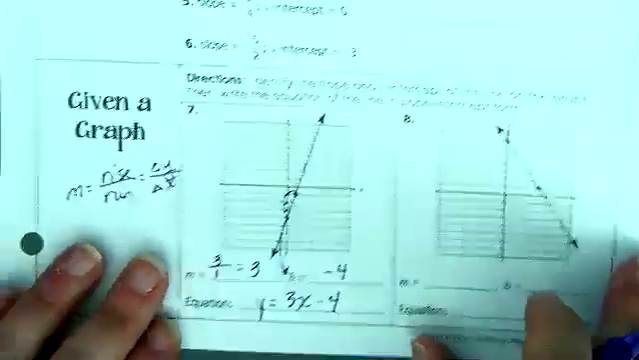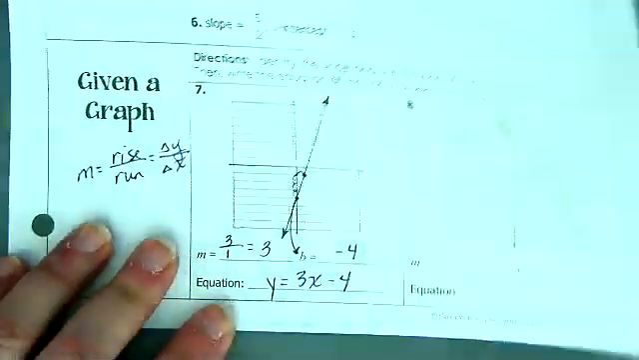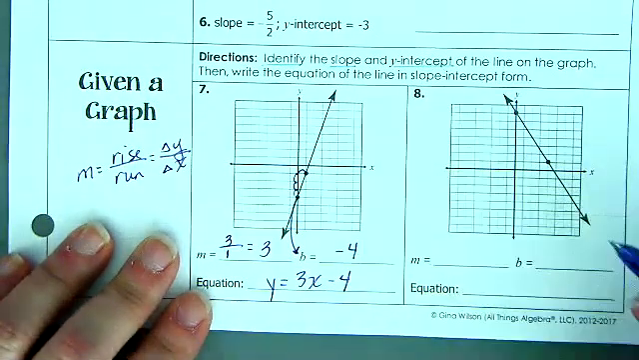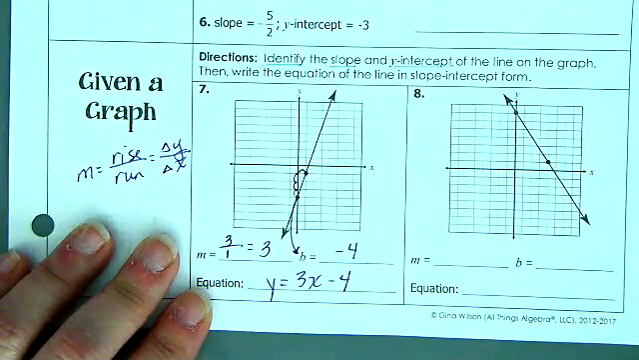Oh, couldn't see that very well. I apologize. Okay. Next, number 8. First things first is my slope. I can tell right off, if I look at it, this is going downhill, so I know it's going to be negative. I can go ahead and put my negative sign, and now I'm just worried about my numbers.